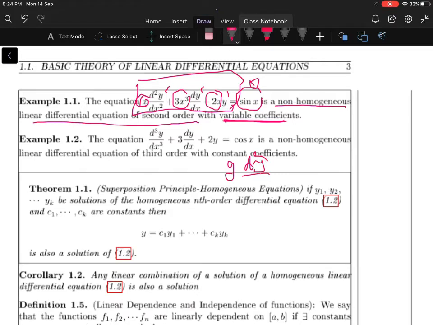For example, let me take y into d square y by dx square plus y square is equal to sin x. It is not a linear equation because y and its derivative, d square y by dx square, are multiplied together. Again, it is a non-linear term. And moreover, we can observe the degree of y is 1 here, but 2 is there. So both the conditions fail for linearity, therefore it is a non-linear differential equation.